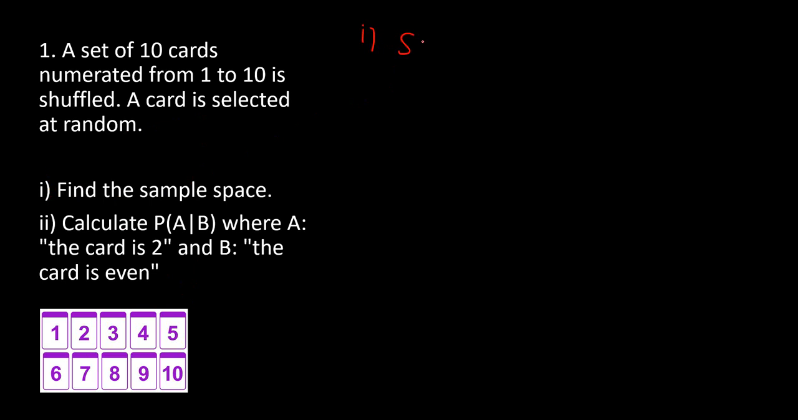In this case, it's very simple. The sample space is equal to the set of all these possible individual outcomes: the first card, the second card, the card number 3, etc., up until the card number 10. So these are all the individual outcomes that I can get out of this experiment of selecting a card at random. Okay. Number 2, calculate the probability of A given B.